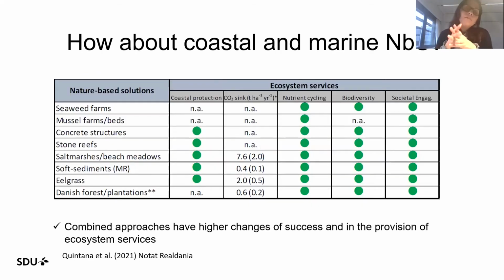Yeah, so most of those concepts I showed before are heavily based on land and terrestrial systems and urban systems as well. And it's missing a lot of research, but we are hoping that we can fill that gap about coastal and marine nature-based solutions.